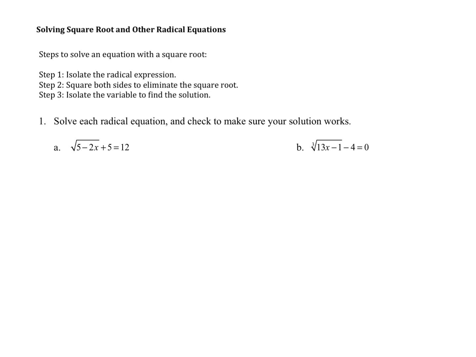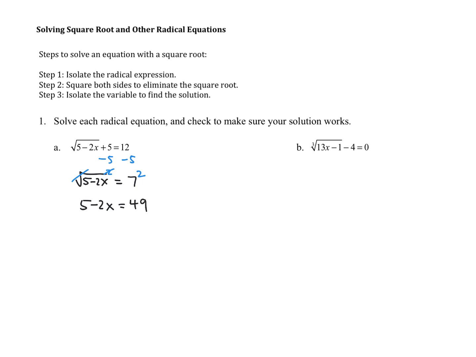So in this first example, I'm going to subtract 5 from both sides. And then I get the square root of 5 minus 2x equals 7. Now that I've isolated my radical expression, I'm going to square both sides to cancel out the radical. So the square cancels the square root. And we get 5 minus 2x equals 7 squared, which is 49.